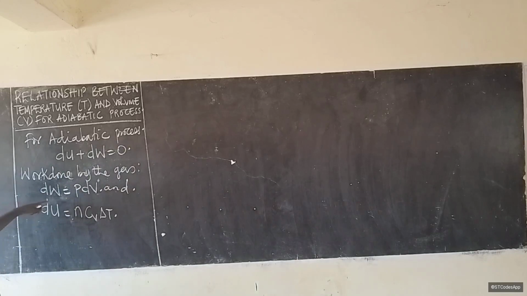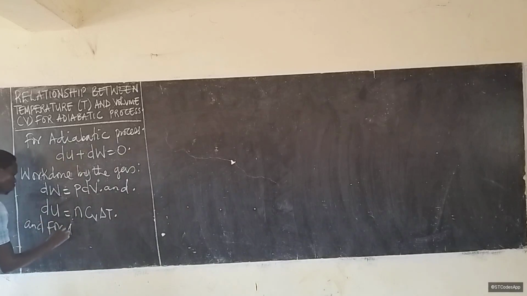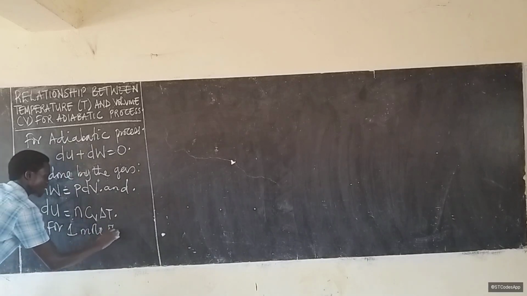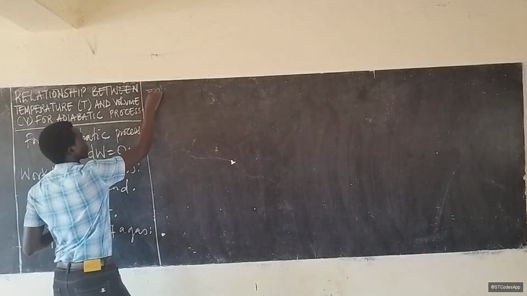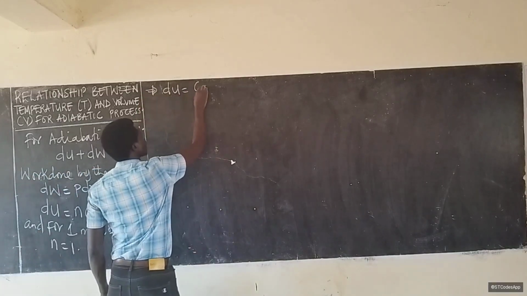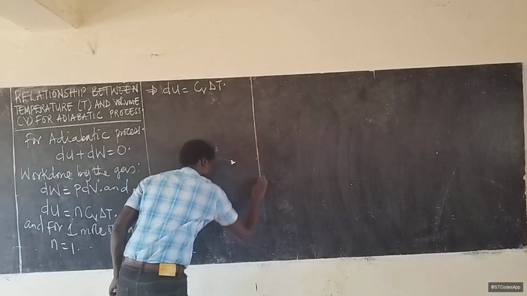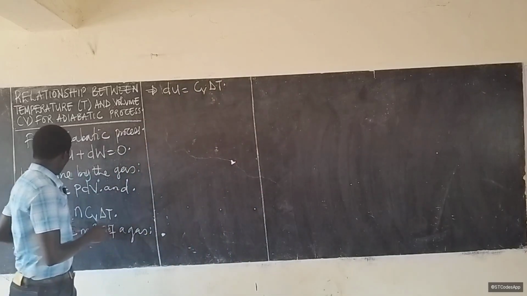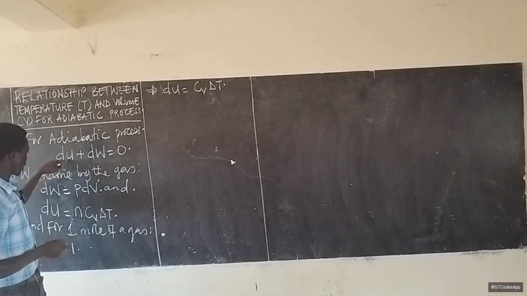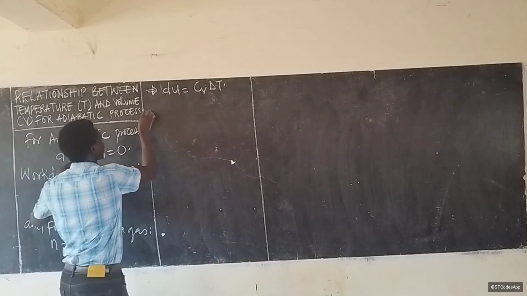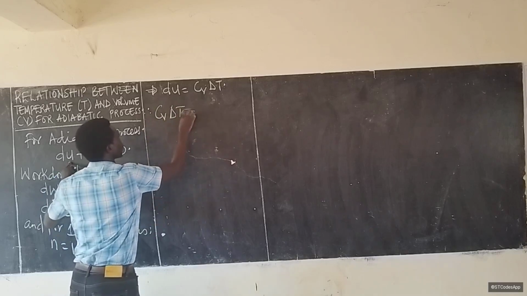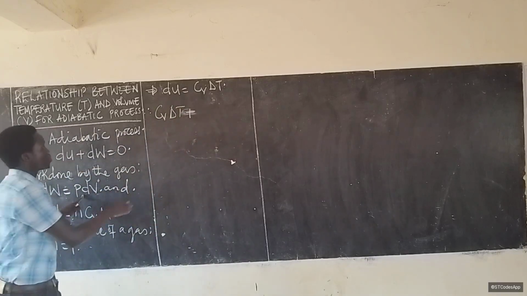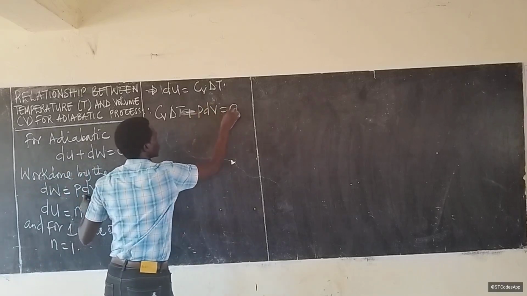So let us have that in this case, and for 1 mole of a gas, we shall have that n is equal to 1, implying that dU becomes Cv change in T. So we will have that dU, which is Cv dT, plus dW, which is P dV, is equal to 0.